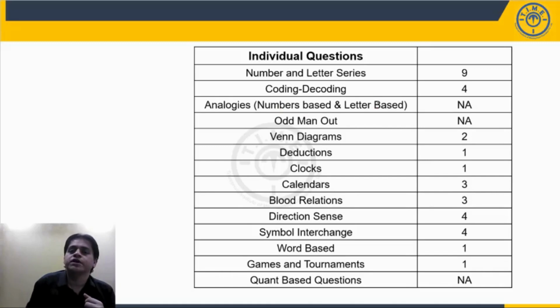Then there were coding-decoding questions, 4 of them. Those are questions where some term is called some other term. April is called September, September is called January. Those kind of conditions are given, and then you will be asked a question. Or, table means chair, chair means laptop and so on. Those kind of wordings are given, and then you have to answer questions.